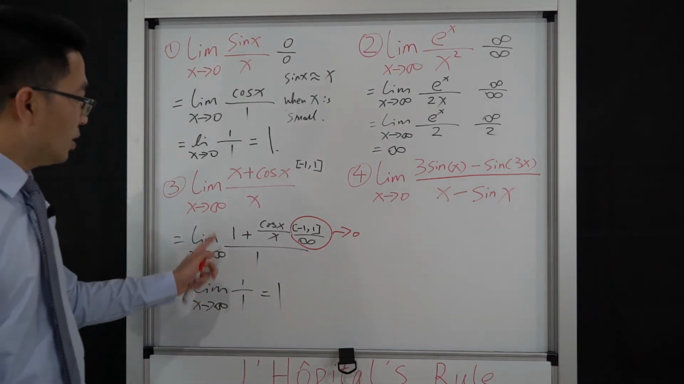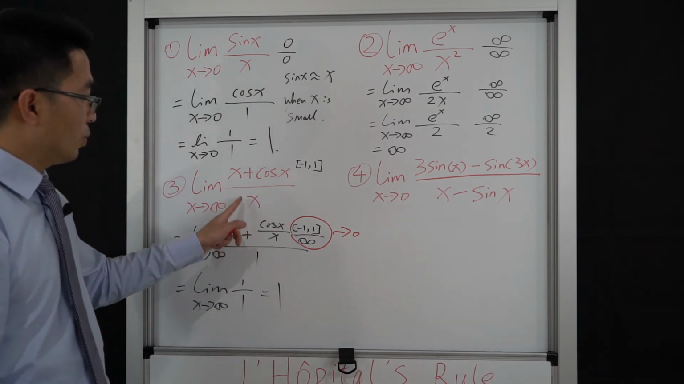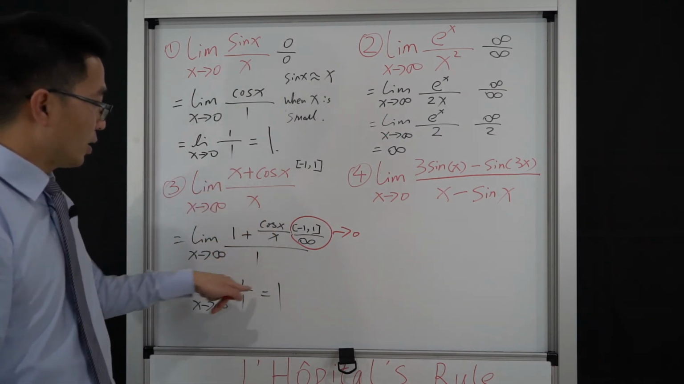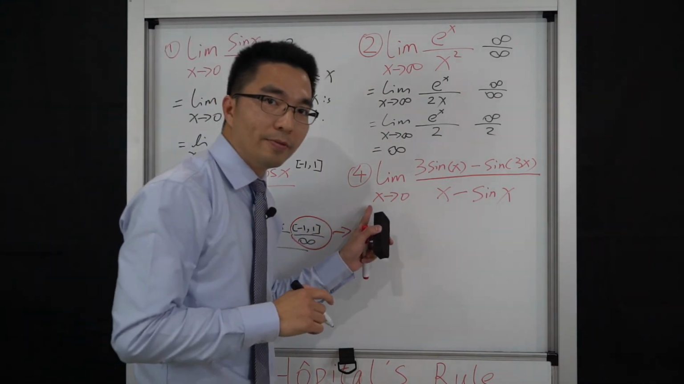So in this example, we can't use L'Hopital's rule. We just use the normal method: divide by x on both sides and then get the limit at the end. Okay, question 4 I'll leave for your homework.